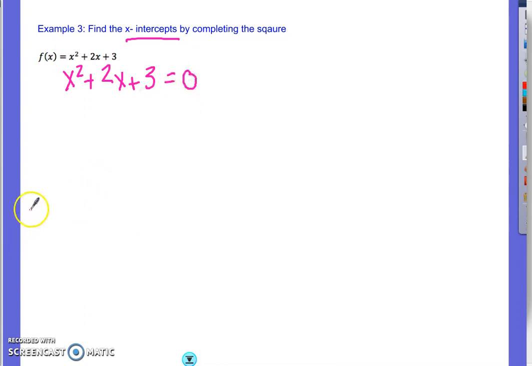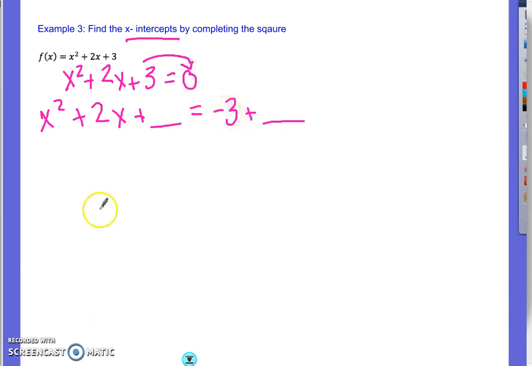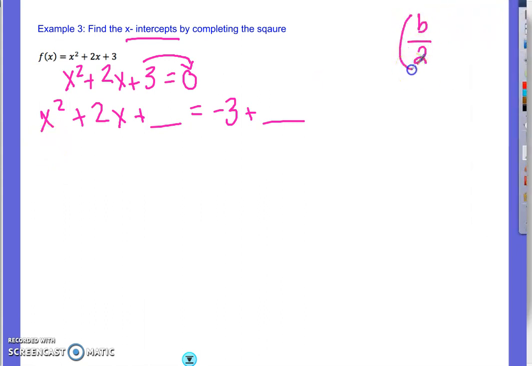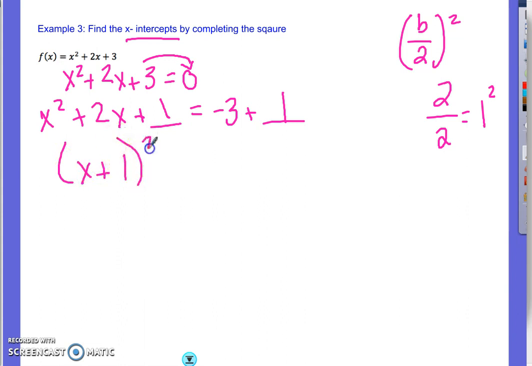We can set that equal to 0, and now move that 3 to the other side and add my blanks. Add a blank, add a blank, okay? Again, this changes signs when it moves across the equal sign. Don't forget to do that, or you're going to mess up the whole problem. What goes in those blanks? B divided by 2 squared, okay? So b divided by 2 is 1, because b is 2. And then squared is 1. So 1, 1. Again, when I factor this, you can skip straight to this step if you want.